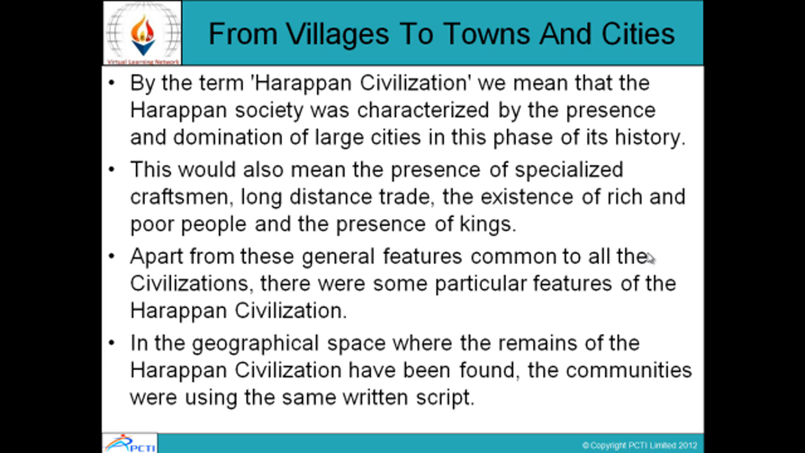Apart from these general features common to all the civilizations, there were some particular features of the Harappan civilization. In the geographical space where the remains of the Harappan civilization have been found, the communities were using the same written script.